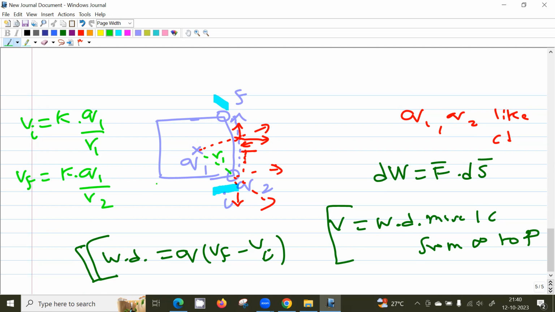And potential is a scalar. Q1 is the same Q1 here, and R1 will be equal to R2 by symmetry, right? It's a half diagonal of a square. So R1 equals R2, so Vi and Vf are the same. They are the same potential. So the work done will be 0.